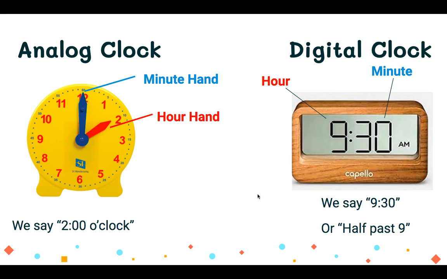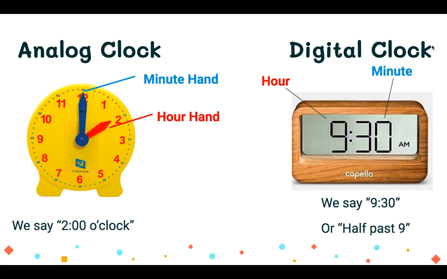Okay? Now here are two different kinds of clocks. This one over here, the yellow one, is called the analog clock. It looks like this one over here. Here we have the long hand, which tells us what minute it is. Here we have the short hand, the red one, which tells us what hour it is. So can you look at this clock and tell me what time it is? That's right, we say 2 o'clock, because the short hand is on 2 and the long hand is on 12, which means o'clock.